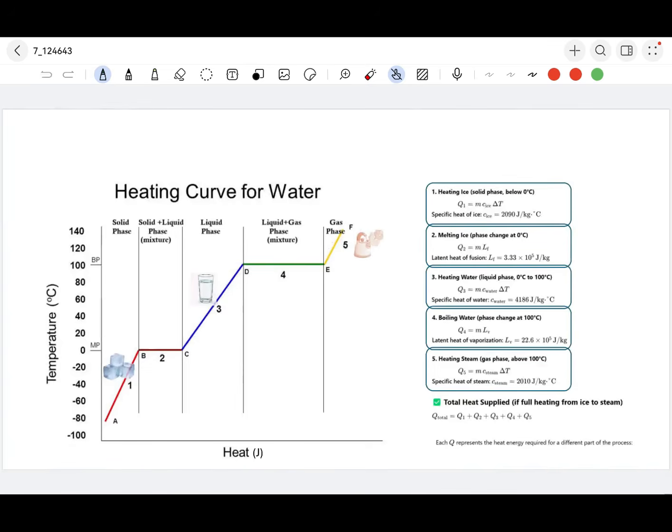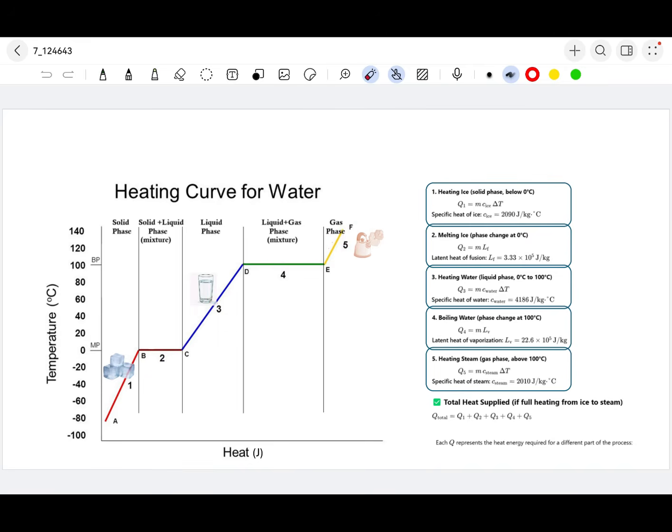Yes, we are coming to another important topic, that is the heating curve of the water. The heating curve of the water consists of a total of 5 steps. It starts from the ice to the gas, the solid ice to the water vapor, steam. Total 5 steps are there: 1, 2, 3, 4, 5.